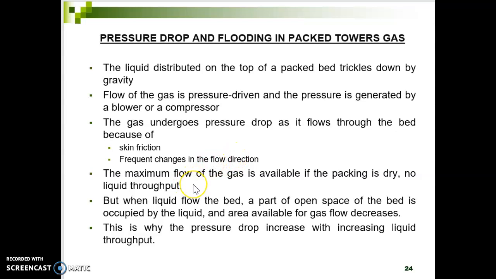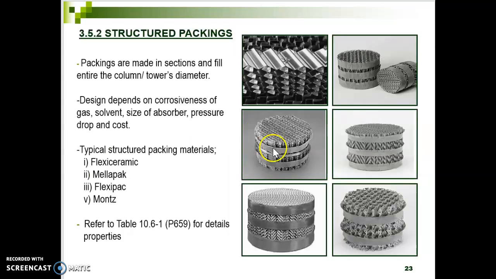So the maximum flow of the gas is available if the packing is dry, which is when no liquid is flowing down through the column. But when liquid flows, part of the open space of the bed is occupied by the liquid, so the area available for gas flow is decreased. So you know that in your packing material here, the liquid will come down and your gas will come up the column.